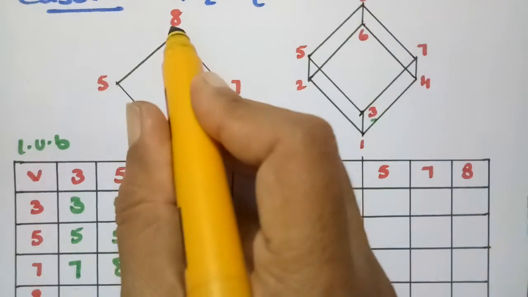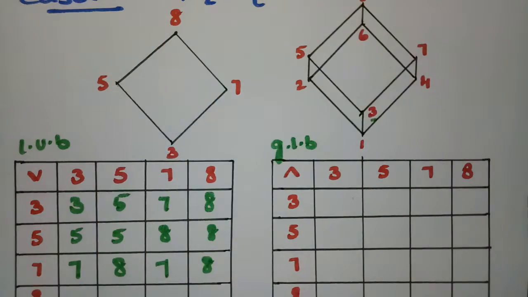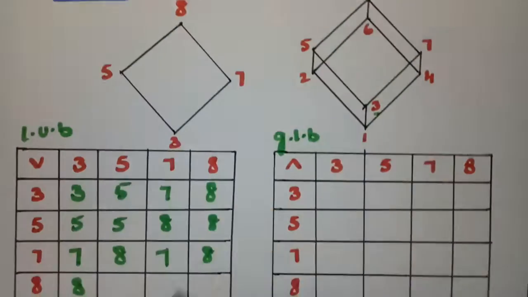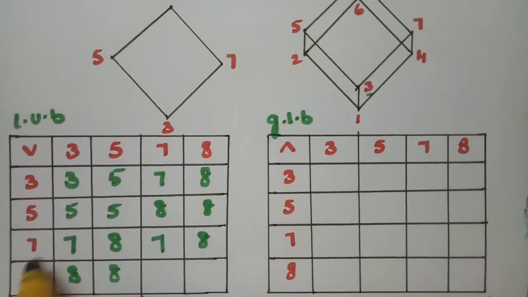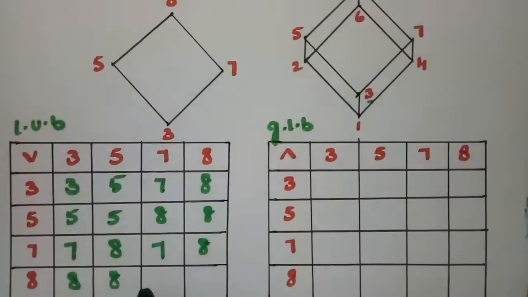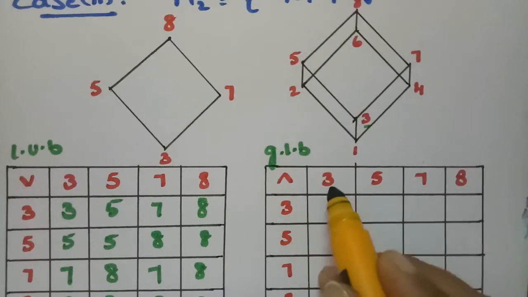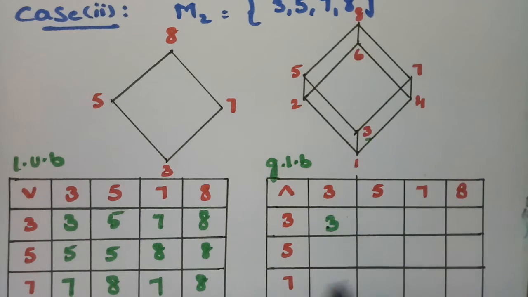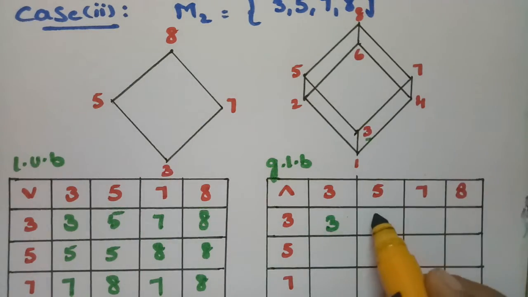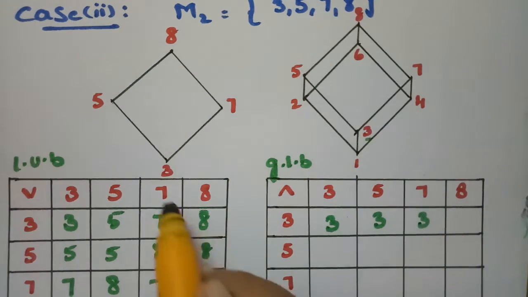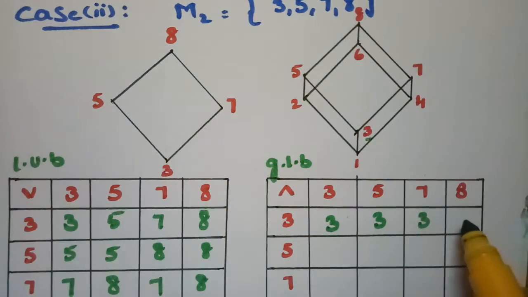For 8 and 3, the upper bound is 8. For 8 and 5, 8 is the upper bound. For 8 and 7, 8 is the upper bound. For 8 and 8, 8 is the upper bound. Next, coming to meet: for 3 and 3, 3 is the lower bound. For 3 and 5, 3 is the lower bound. For 3 and 7, 3 is the lower bound. For 3 and 8, 3 is the lower bound.